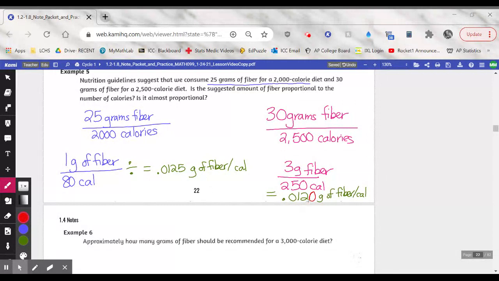So now when I look at this, this is 125 out of every 10,000, and this is 120 out of every 10,000 if we were thinking of decimal places. So when I look at these now, these are really close. That's really similar. So these ones are almost proportional.